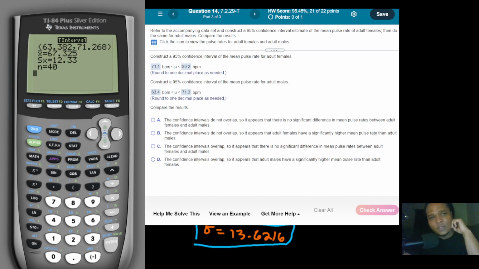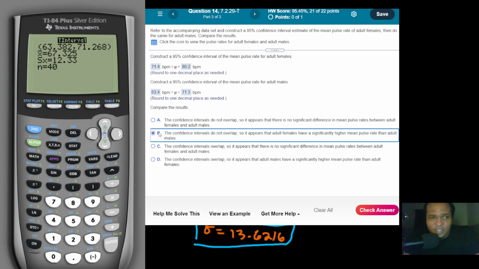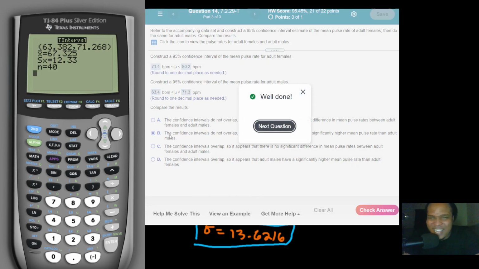The confidence intervals do not overlap. Let's see if they overlap. This is from 71 to 80. This is from 63 to 71.3. They don't overlap. This part right here, right to where that last part ends is where this one begins, right? So they do not overlap. Let's see. So look, I don't know. All I know is that they don't overlap. Okay, and I got it right again. I never get those wrong.